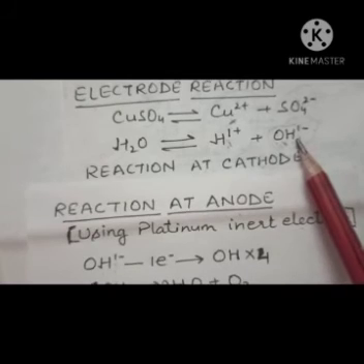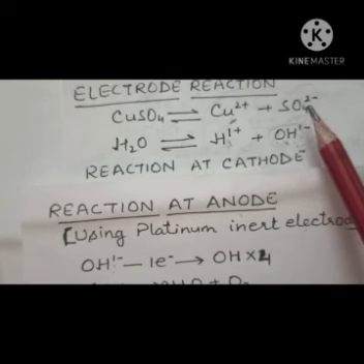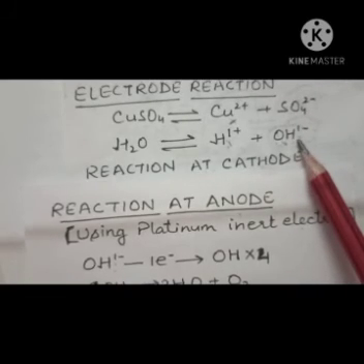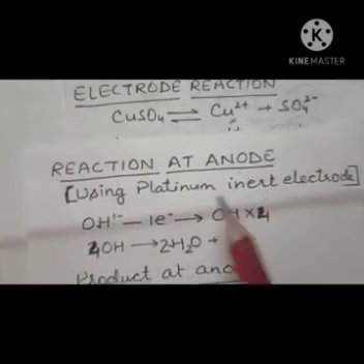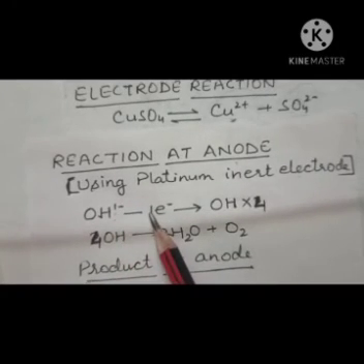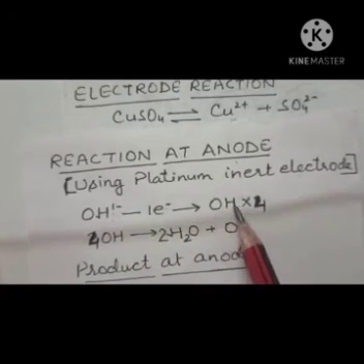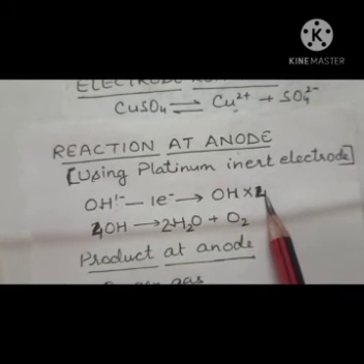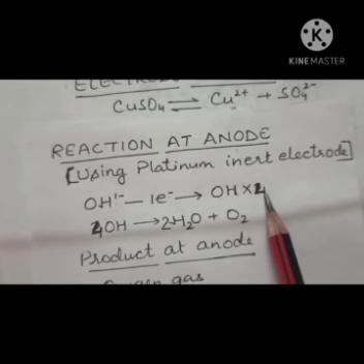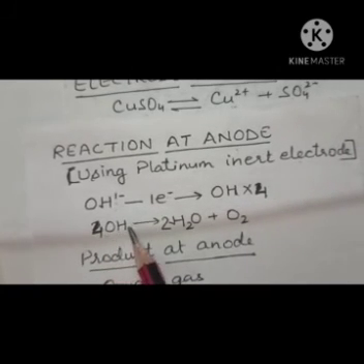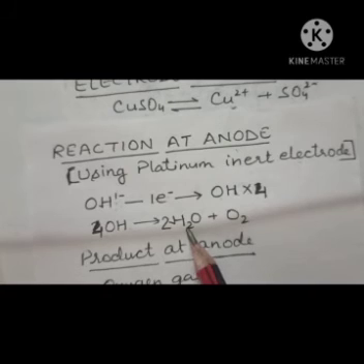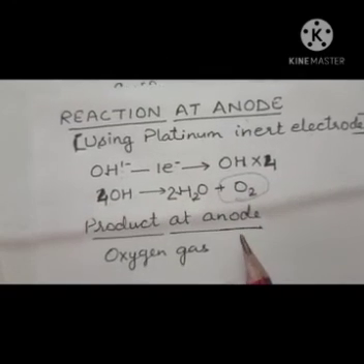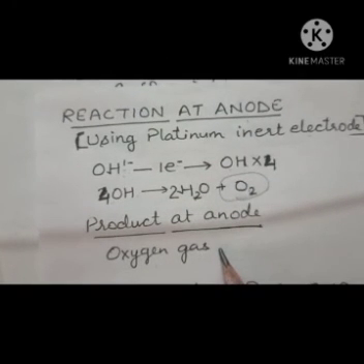Why? Because its position is below sulfate ions in the electrochemical series. So what is your reaction at anode? This OH 1 negative ion will lose one electron and convert into OH atom, and it is again multiplied with 4, same as you did in case of acidified water, and then these 4 OH will change into 2 molecules of water and oxygen gas is produced. So this time the product at anode is oxygen gas, right?